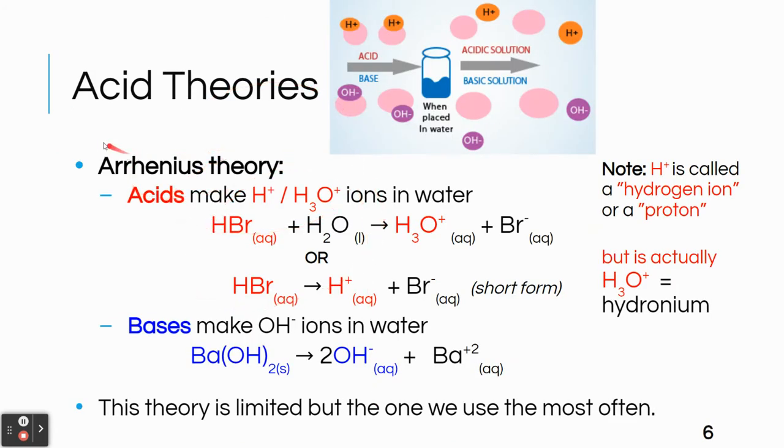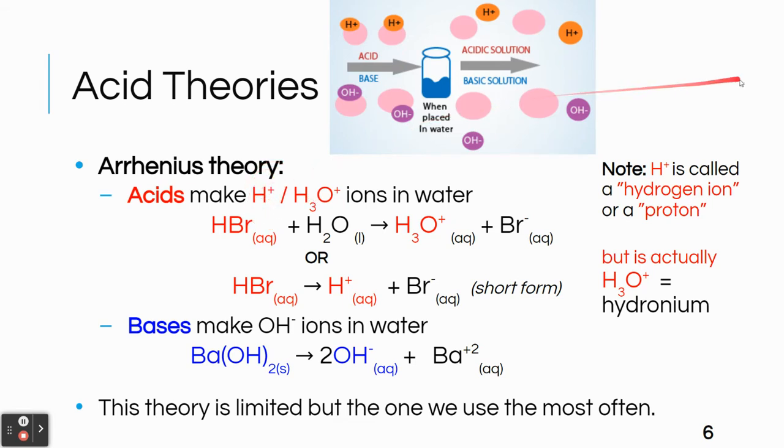So we'll start off with Arrhenius theory. In the Arrhenius theory, an acid is defined as something that can make H+ in water. In reality, we actually mean H3O+, but we abbreviate it as H+. We don't actually have H+ freely swimming around in water. It exists as H3O+. This is actually what it should be, but we abbreviate it to make it a bit shorter for us to write.